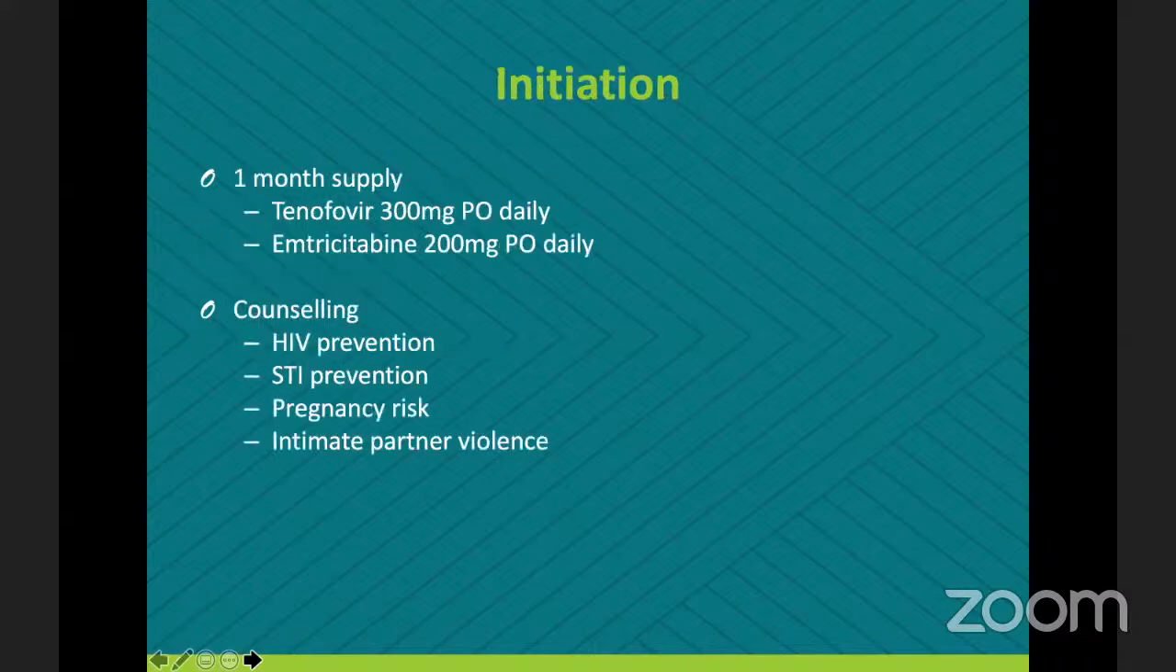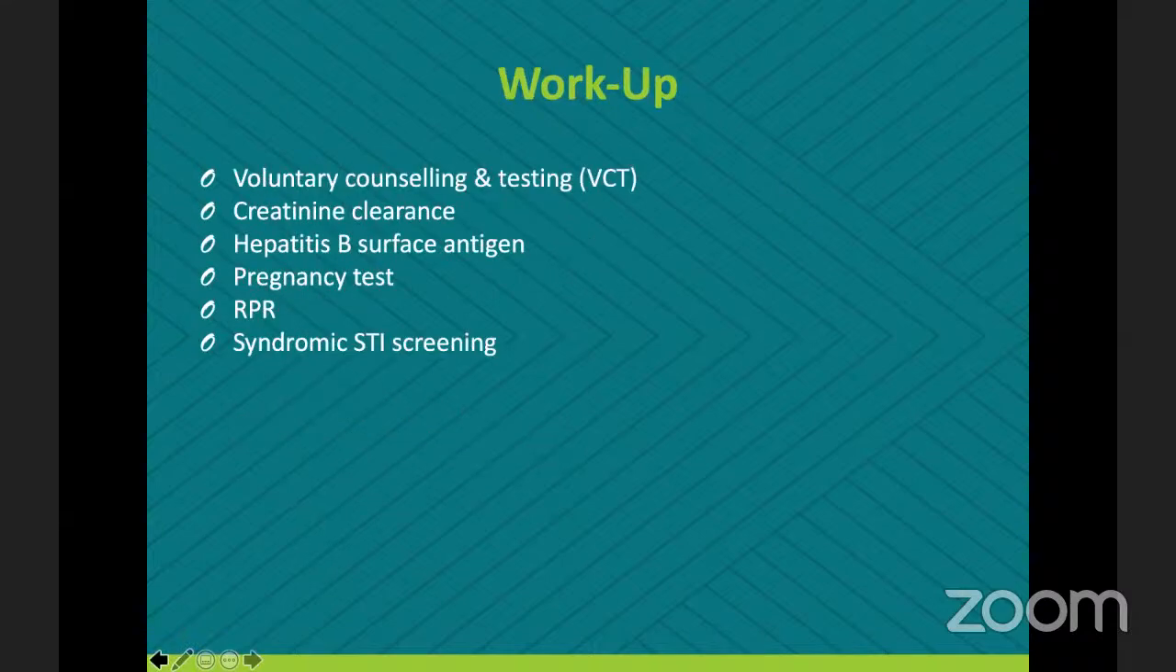It's important to note here that hepatitis B surface antigen positive patients are not contraindicated to PrEP, but it's just that we need to monitor the ALT. Patients should also undergo a pregnancy test, and again, pregnancy is not a contraindication. Pregnant patients should actually be encouraged to be on PrEP. It's just something to look out for. Finally, patients should undergo syndromic STI screening.